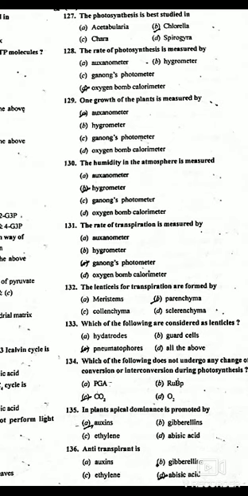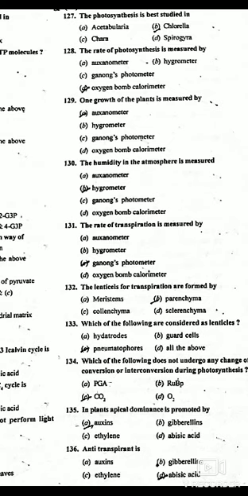132, the lenticels for transpiration are formed by option B, parenchyma. 133, which of the following are considered as lenticels? Option C, pneumatophores. 134 question, which of the following does not undergo any change of conversion or interconversion during photosynthesis? Option C, CO2.